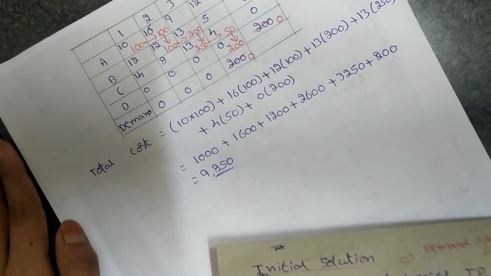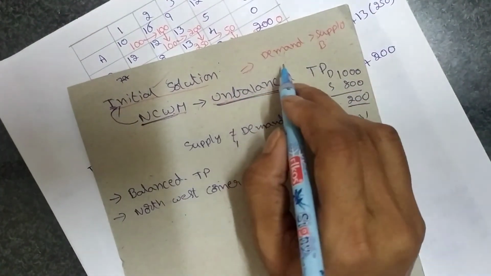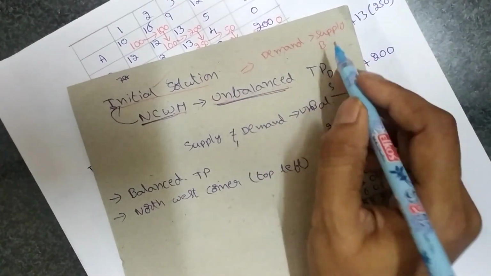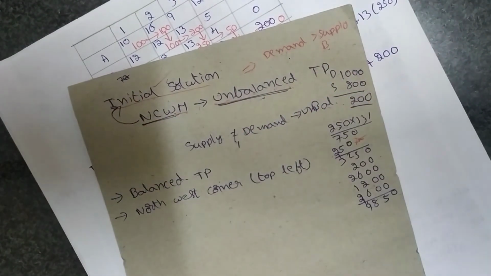Like this, we find the initial solution properly in the case where demand is exceeding supply, that means it is an unbalanced problem, by using the northwest corner method.